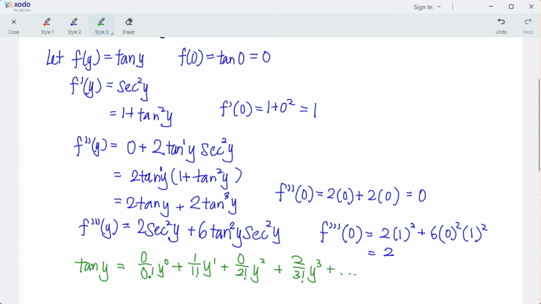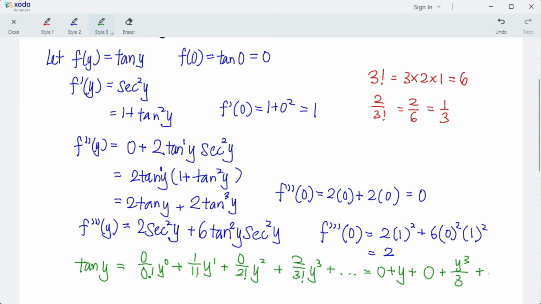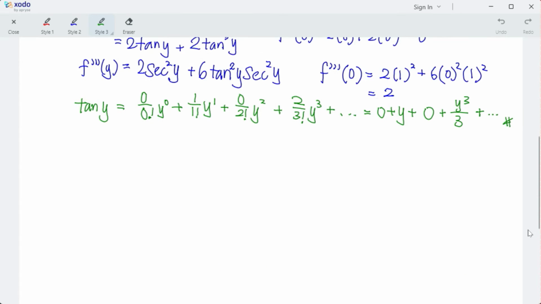Now let's simplify, which is equal to 0 plus y plus 0 plus 2 over 3 factorial. Take note that 3 factorial is equal to 3 times 2 times 1, which is equal to 6. And what we need here is 2 over 3 factorial, which is 2 over 6, or equivalently 1 over 3, which means that we have y cubed over 3 here. After obtaining the Maclaurin series of tangent y, by replacing y with x, we shall obtain tangent x is equal to x plus x cubed over 3, and so on.